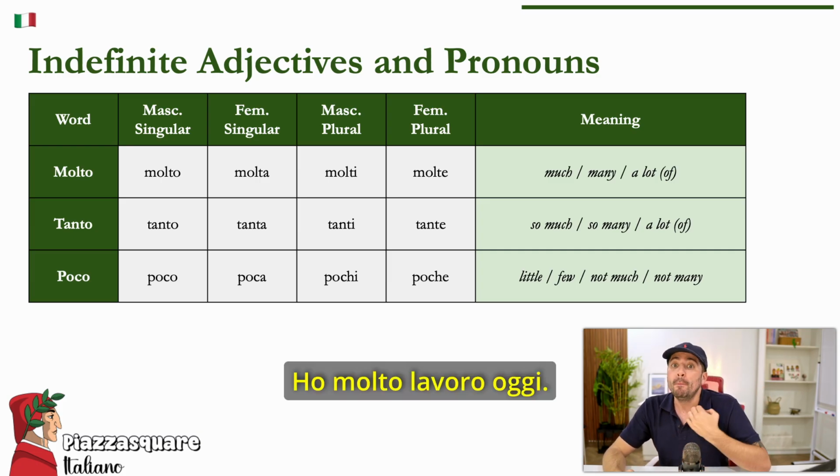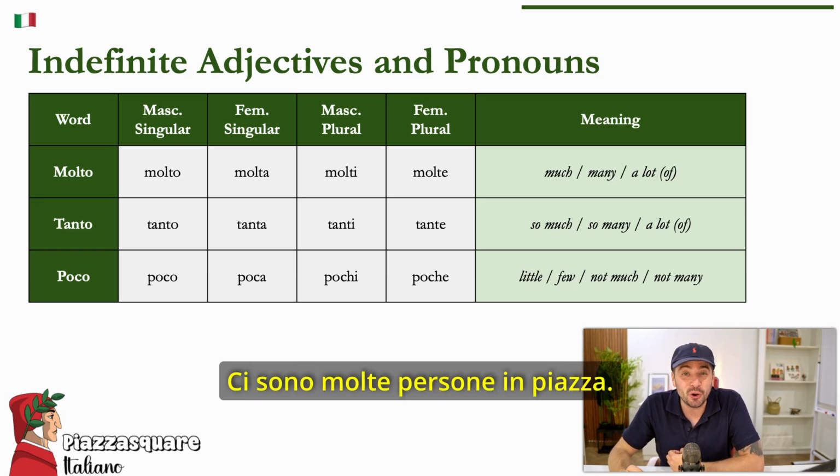Example: ho molto lavoro oggi. I have a lot of work today. Here molto is masculine singular, agreeing with lavoro, work. Ci sono molte persone in piazza. There are many people in the square. Piazza, square. Molte is feminine plural, agreeing with persone, people.